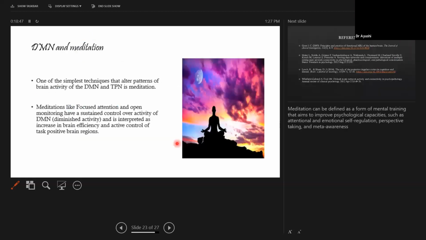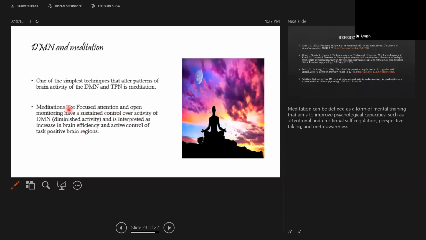Now, next is a very new concept: default mode network and meditation. We all know there are various forms of meditation, out of which two that were mostly mentioned were focused attention, FA, and open monitoring. Focused attention is when sounds are played or when the person is asked to focus on breathing exercises, and open monitoring is thinking about anything.